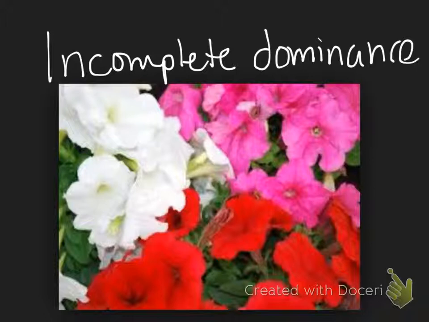Now, this is incomplete dominance. And I'm going to tell you that these pink petunias are genuinely pink. That is not a series of red and white spots. The whole thing is pink. This is an example of incomplete dominance.